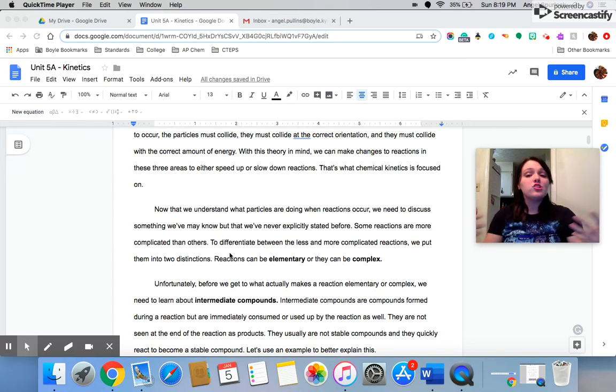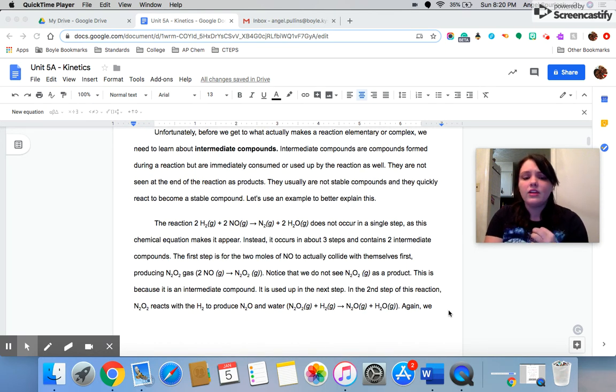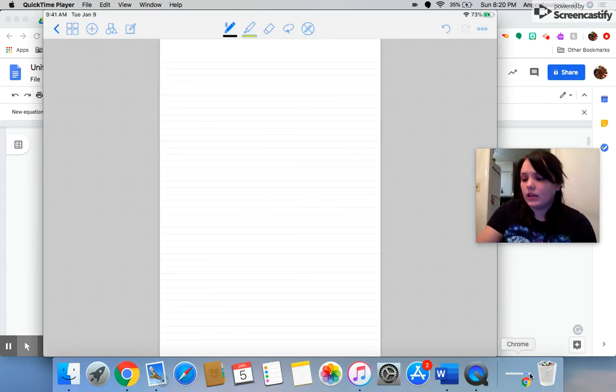An elementary reaction is elementary, my dear Watson, right? It's very simple. It occurs in a single step. Your things collide, boom, there's your products, you're done. One step is all it takes. A complex reaction happens in several steps, and when that happens, it produces something that we call an intermediate compound. An intermediate compound is formed in the middle of a reaction, but then it's immediately used up. We do not see it as a product, okay? And it might be easier to understand that if we take a look at this with an example, okay?